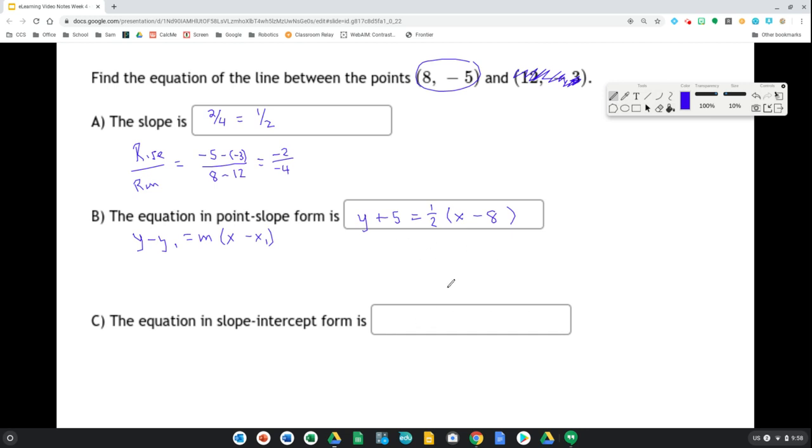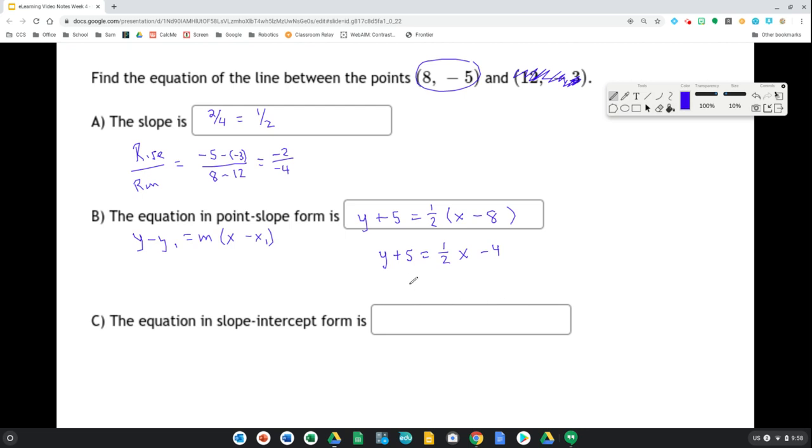Okay, now let's find the answer to your third step. As you put this in slope-intercept form, remember the first thing you want to do is use the distributive property. So after you use the distributive property, what do you end up with on this side of the equation? All right, you should have 1/2 x minus 4. 1/2 times x is 1/2 x. 1/2 times -8 is -4. Okay, now let's do your last and final step.